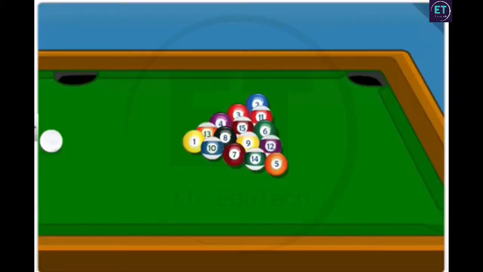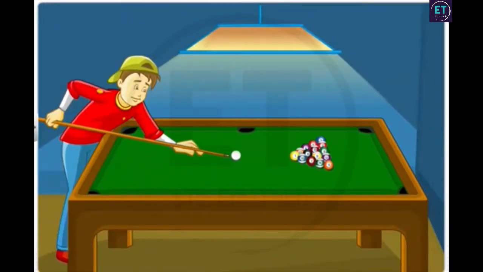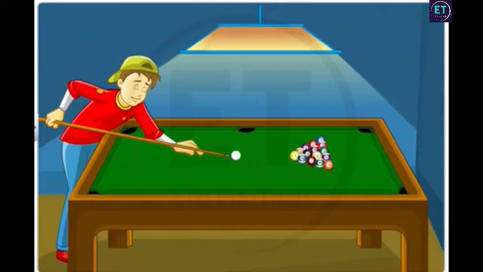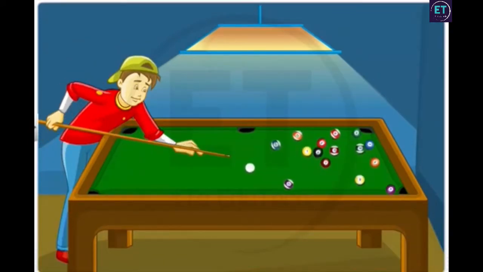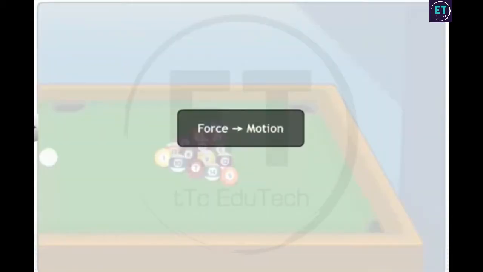Let us take a look at a billiard table, something most of us are familiar with. The balls are all stationary. What will make them move? A push from the stick, that is, an external force. The important thing to note here is that without this push, or an external force, the balls will remain at rest for an infinite duration. Thus, motion is a direct result of force.